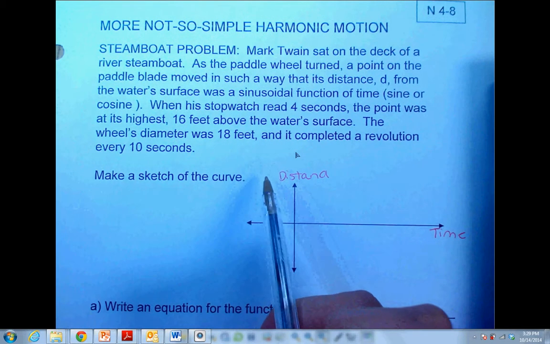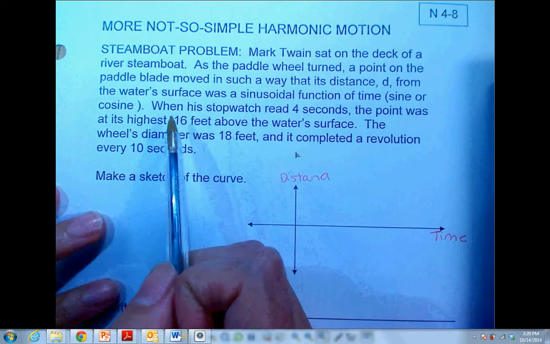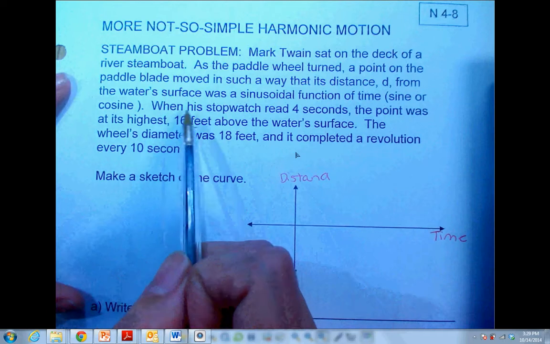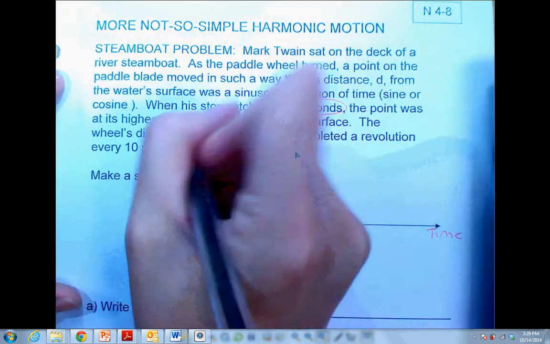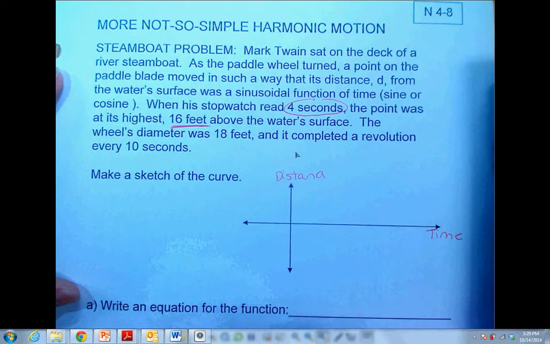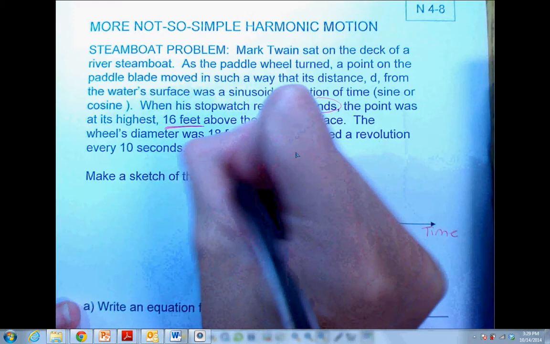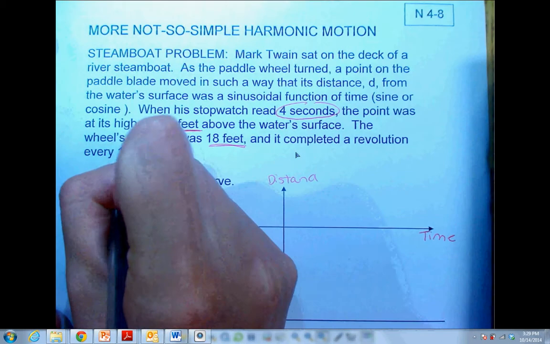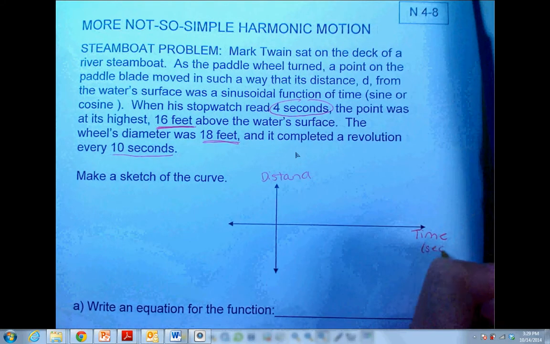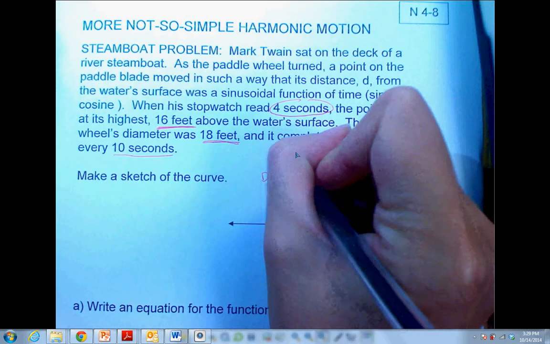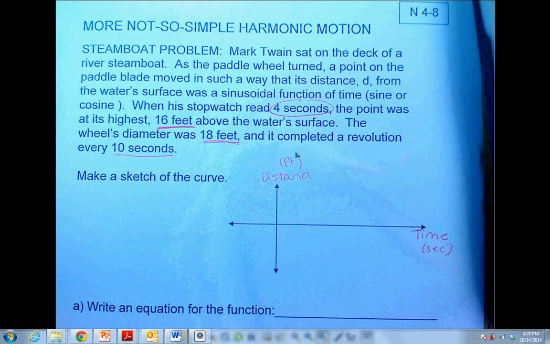going to be distance. The information that the problem gives us is that when his stopwatch reads 4 seconds, the point is at its highest, which is 16 feet above the water's surface. The wheel's diameter is 18 feet and it completes a revolution every 10 seconds. So we know that time is measured in seconds and that the distance above the water is measured in feet.